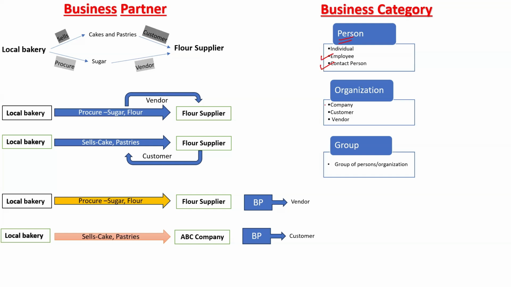In organization, there is a company or a subsidiary company. So mostly for vendor and customer, we will select the business partner as an organization. And when there is an involvement of partners, so more than one person involved, that time we can create a business partner as a group.